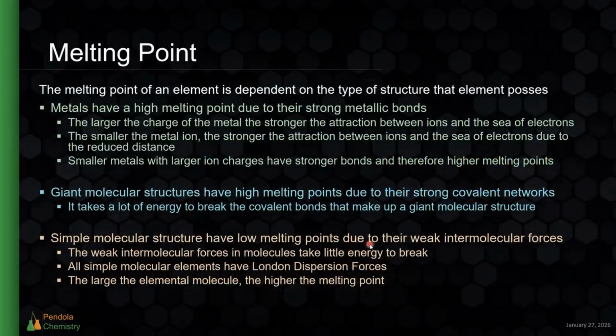Another point that we've discussed, but not as a trend, is melting point. The melting point of the element is going to be dependent on the type of structure that the elements have, which we discussed in chapter, I believe, was 5. Metals have a high melting point because of their strong metallic bonds. So when we're looking at the left side of the periodic table, those elements are going to have very high melting points because the metal lattice is going to be held together by metallic bonds.